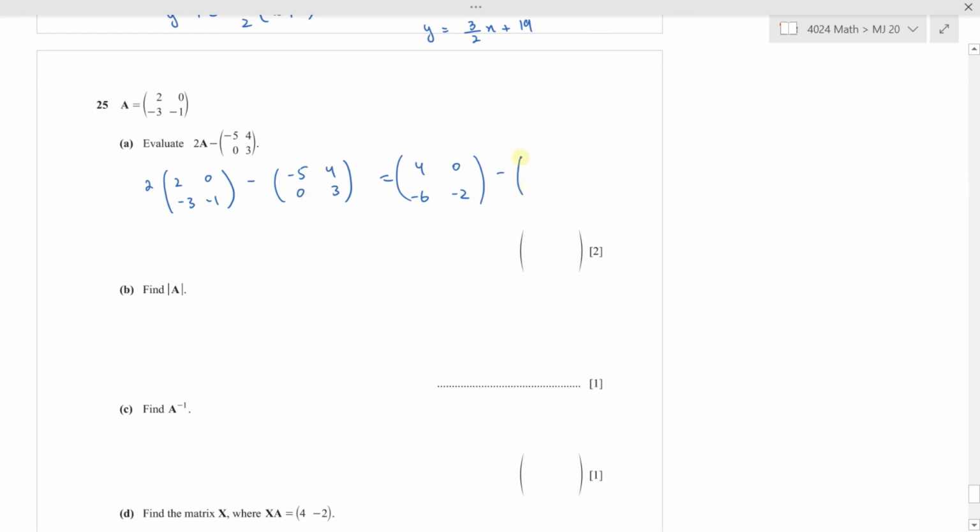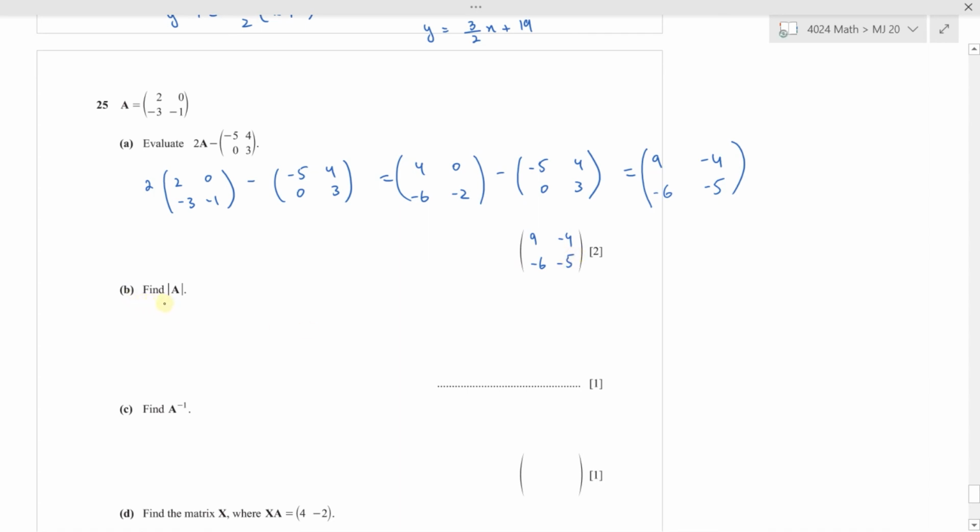And then minus 5, 4, 0, and 3. So this will be 4, minus and minus becomes plus. 4 plus 5 is 9. 0 minus 4 will be minus 4. And then minus 6 minus 0 will be minus 6. Minus 2 minus 3 will be minus 5. So your final answer here will be 9, minus 4, minus 6, and minus 5.